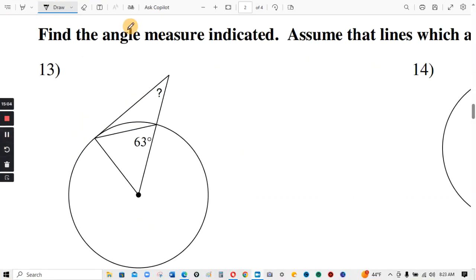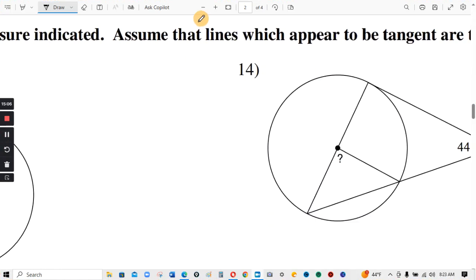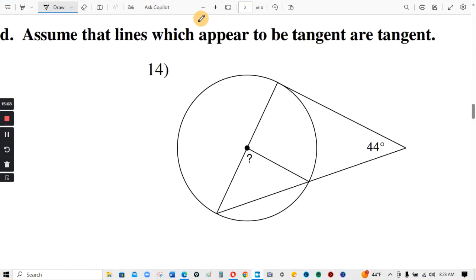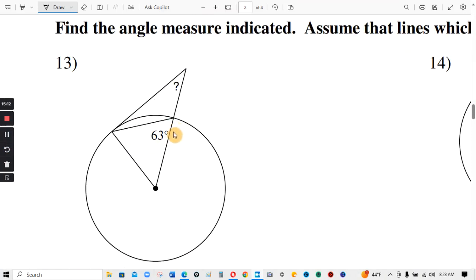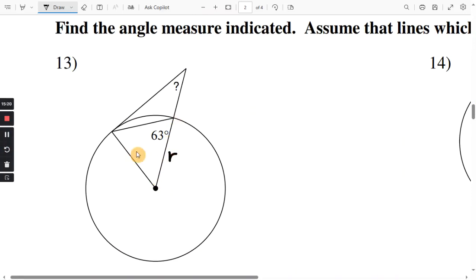Last section, find the angle measure indicated. Assume that lines which appear to be tangent are tangent. All right, so here we have two radiuses or radii. See, this is the center. So if this right here is a radius, this one right here is also a radius. All right, the radiuses have to be the same within the same circle. So this is congruent to that.